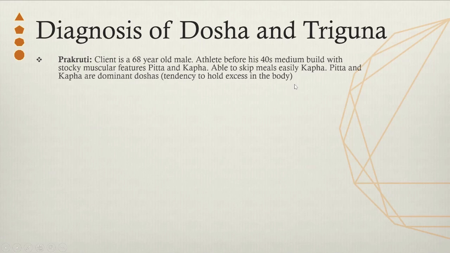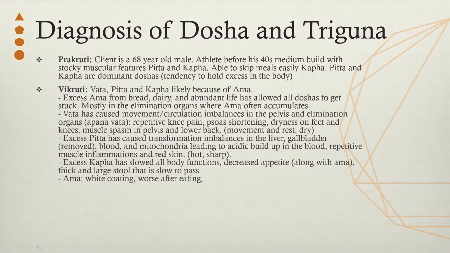This, in my mind, straight away goes to a tendency to hold excess in the body. His constitution, having Pitta and Kapha, could hold excess, whether that's heat, or fluid, or dampness, or heaviness, or excess proteins, in some ways, excess. Then the vikriti, the present imbalance, we see Vata, Pitta, and Kapha, likely because of ama, half-digested byproducts.